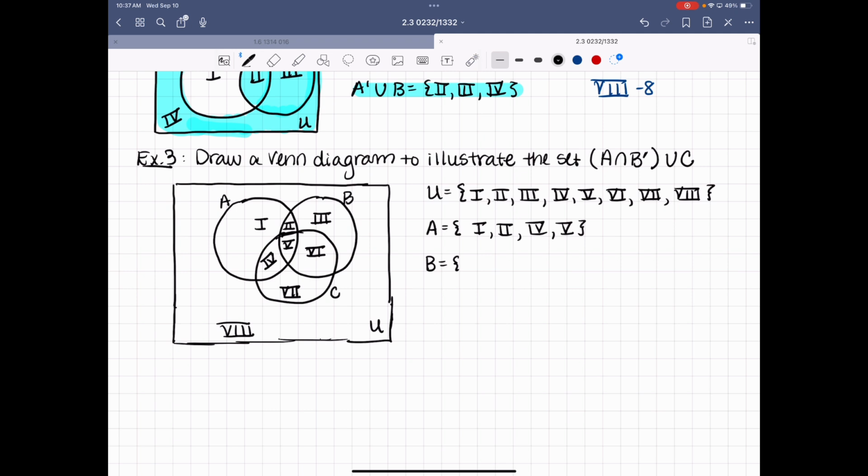Okay? Who's in B? 2, 3, 5, and 6. Good. And who's C then? C's nice. 4, 5, 6, 7. You see the 4? Okay. Good.